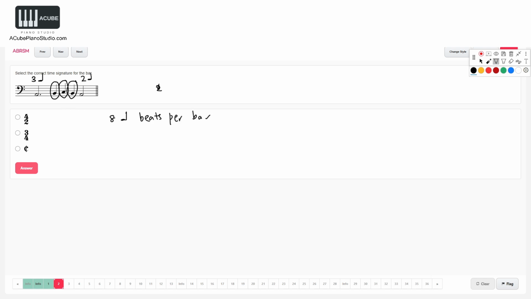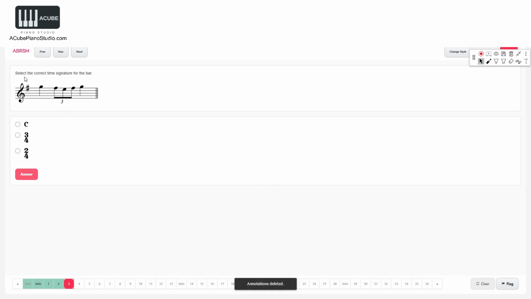But we do not have 8/4, right? So 8 crotchet beats is also the same as 4 minim beats per bar, since 1 minim equals 2 crotchets. So yes, we do have a 4 minim beats per bar option, which is given by the 4/2 time signature. So here we are, 4/2 is the answer.